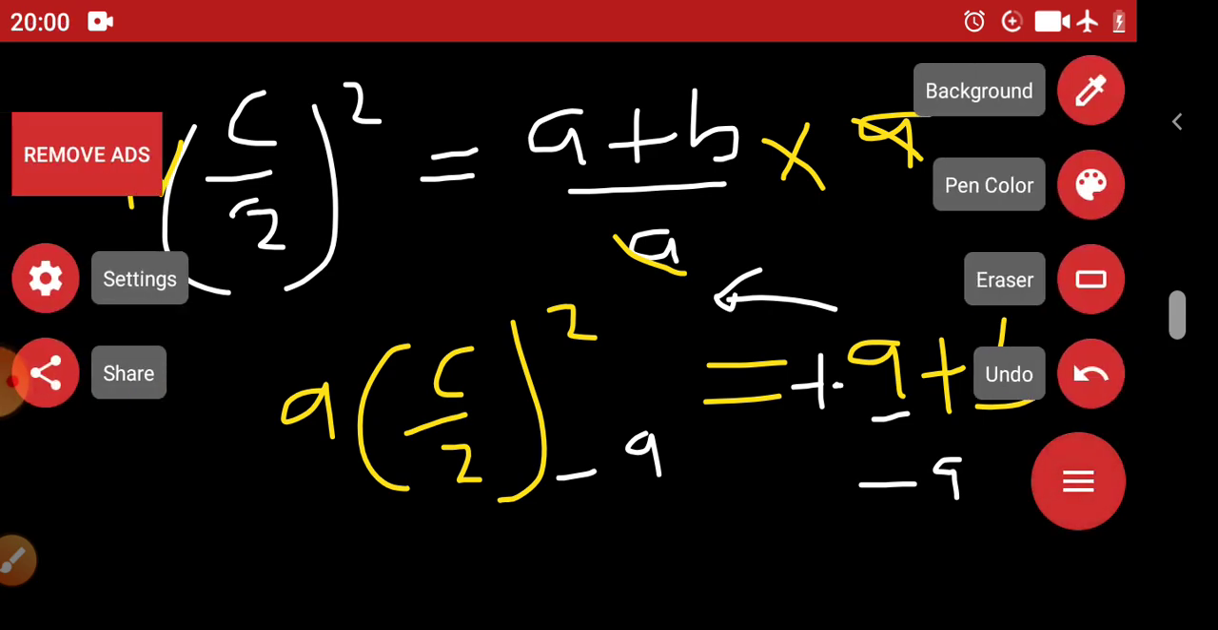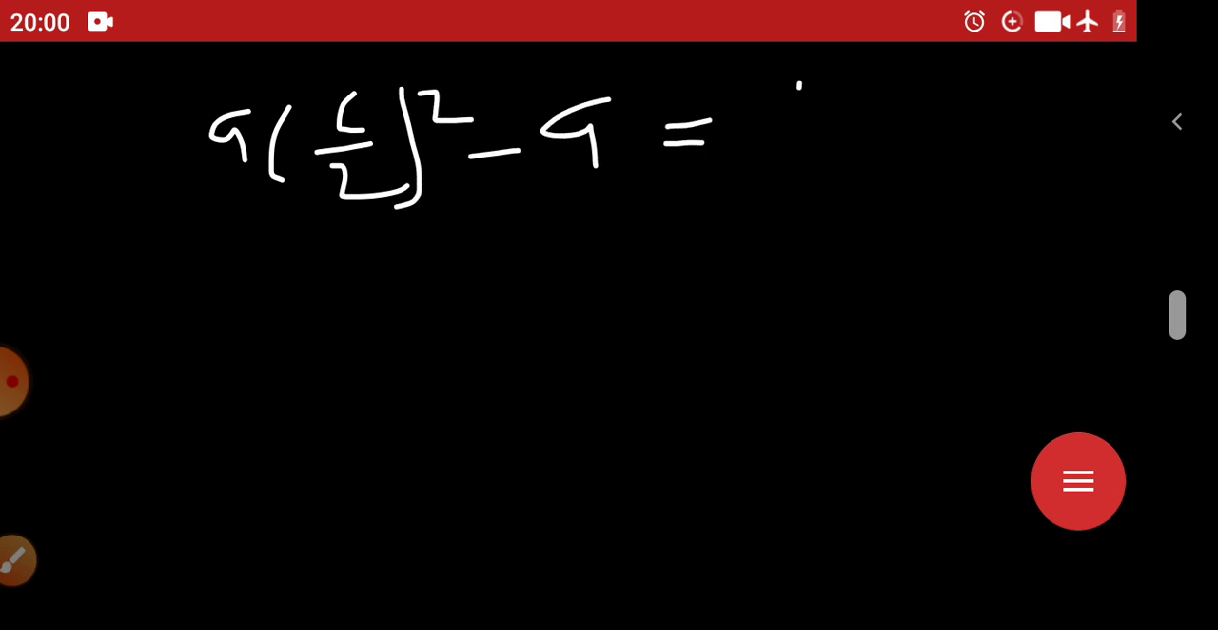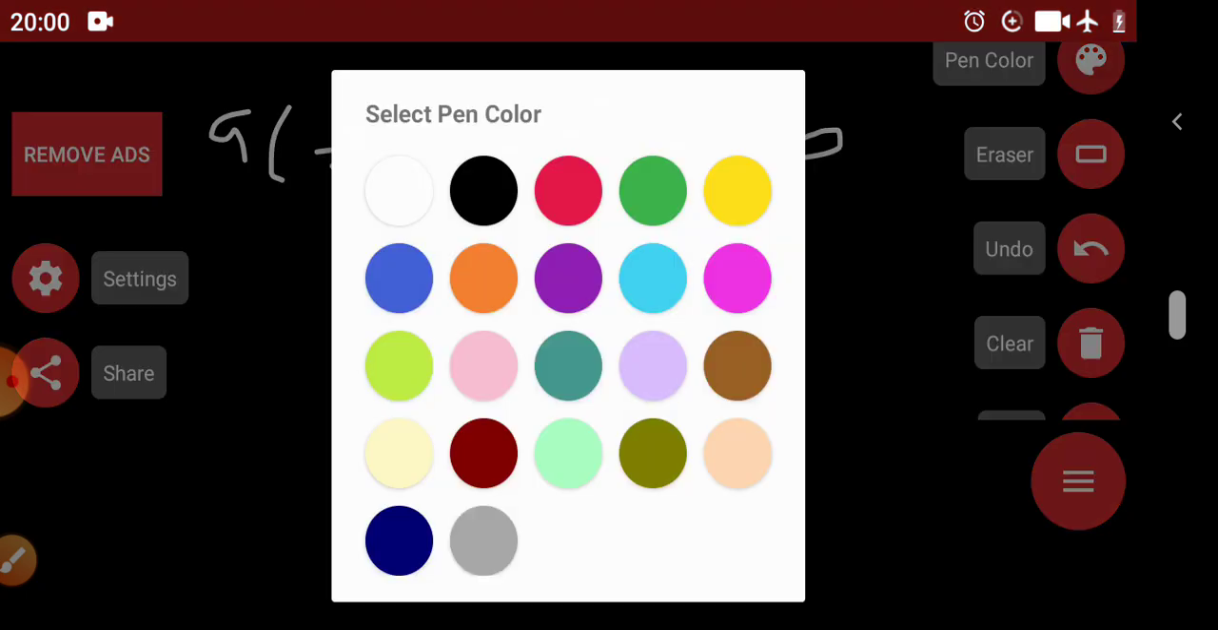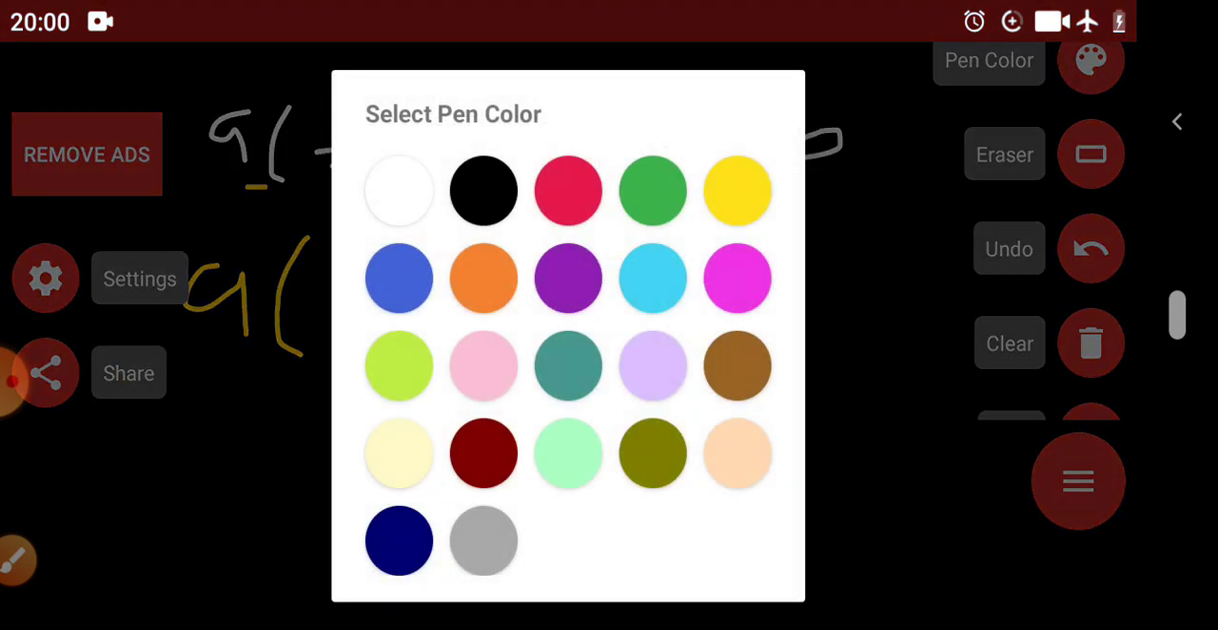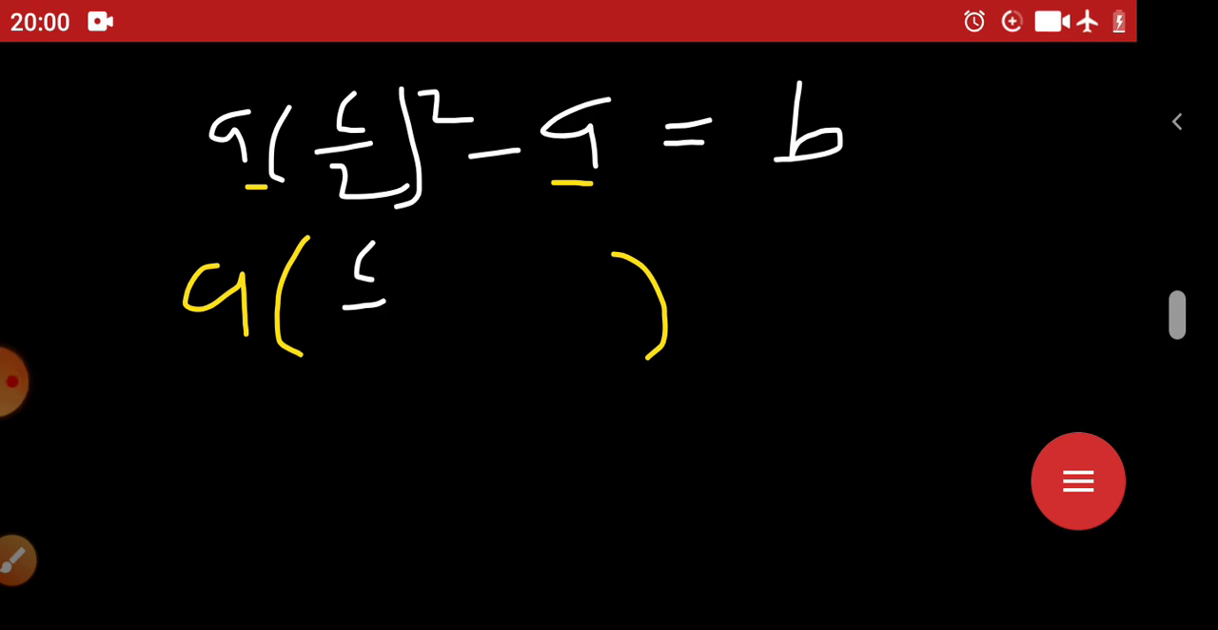So let's open a new page. We have a times (c over 2) squared minus a is equal to b. Since we have a here and a here, the next step will be to factor out a. If we factor a, inside we have (c over 2) squared minus 1, and this whole thing is equal to b.